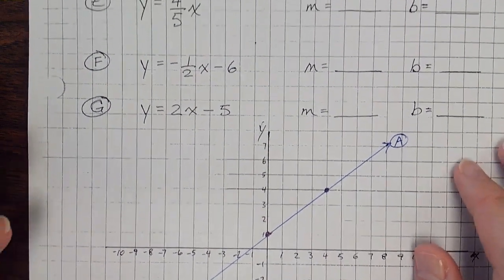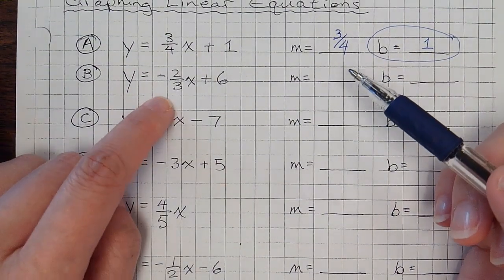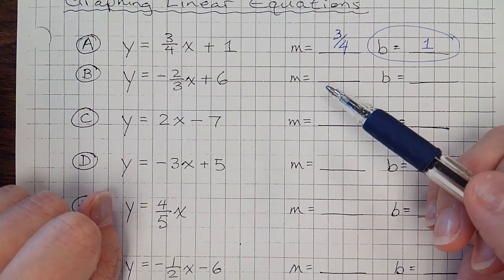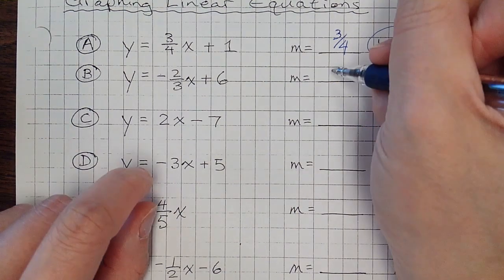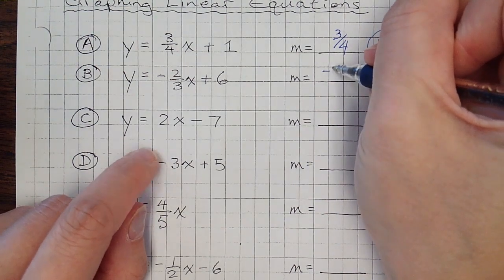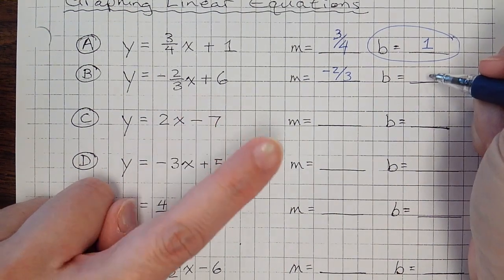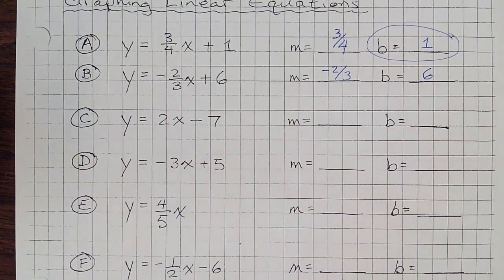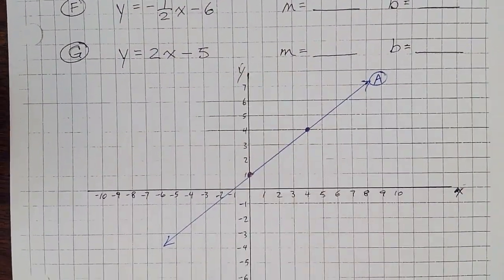Yep. So for B right here, y equals negative 2 over 3x plus 6. Okay, what's my slope? Yep, negative 2 over 3 is my slope. And my y-intercept? 6. Okay, what number do I plot first? The 6, right? So on my y-axis, I'm going to plot 6. That's my first point.